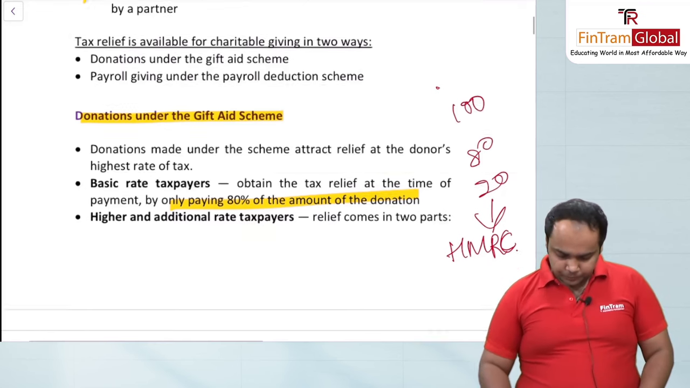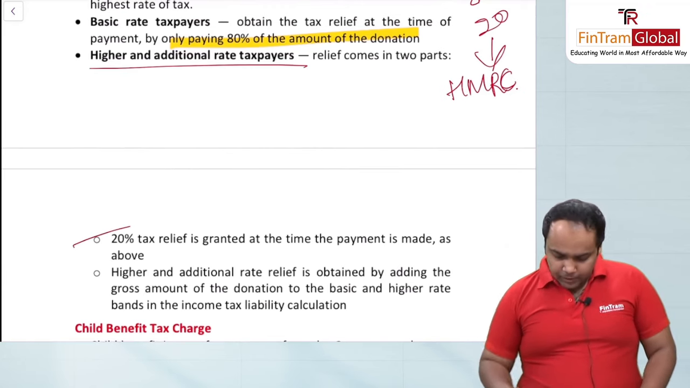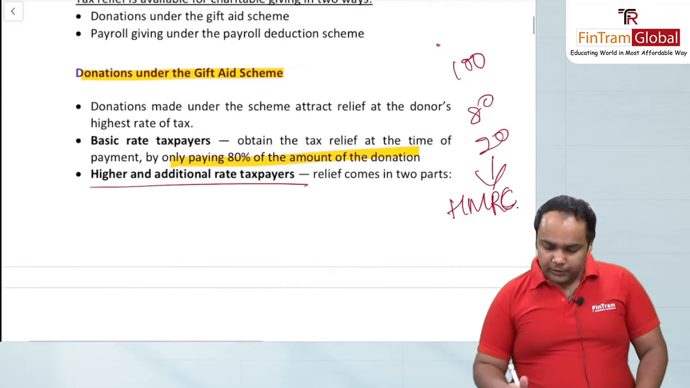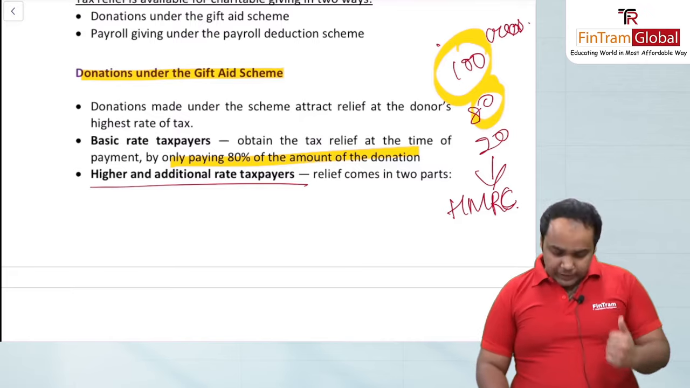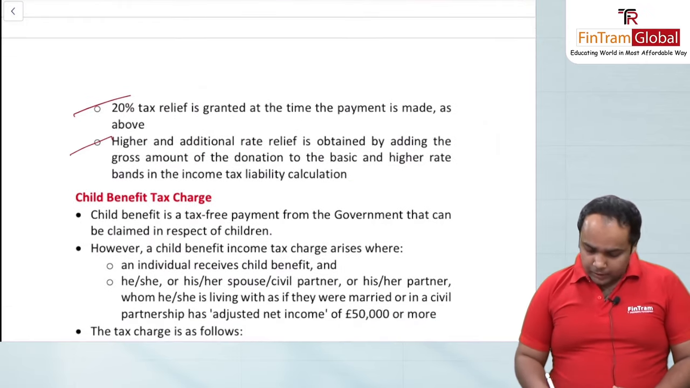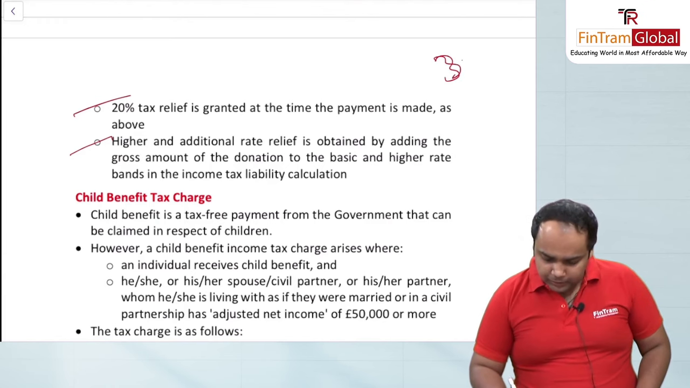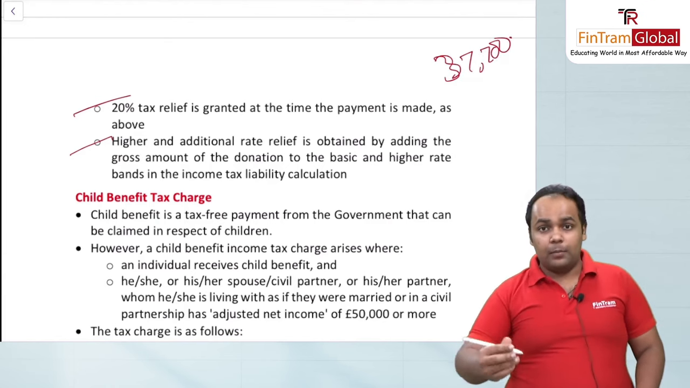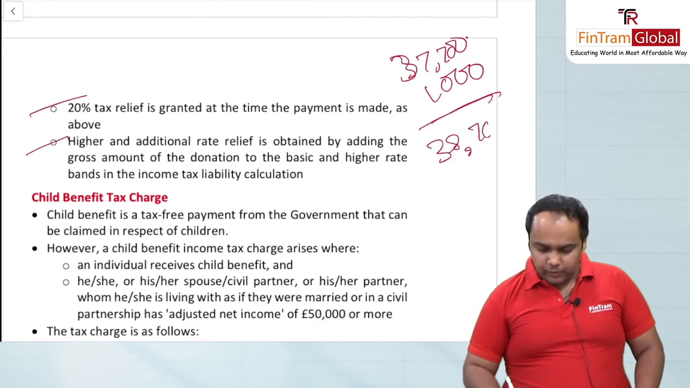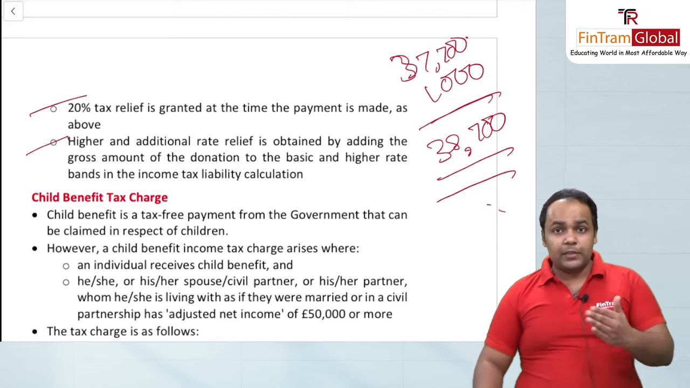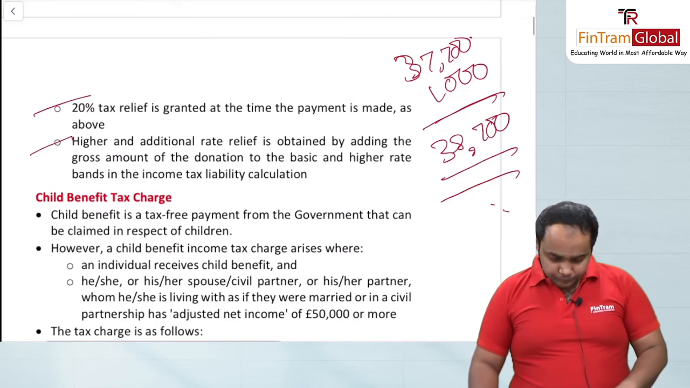Plus, for higher and additional rate taxpayers, you get not only this 20% relief, but whatever the gross amount figure, in this case the 100 is the gross amount, 80 is the net figure, the gross amount is added to the basic and higher rate bands to extend those thresholds. So we know that the basic rate band is 37,700. If the gross amount of payment is, say, 1,000 under the gift aid scheme, this band will be extended to 38,700. So your income tax will reduce proportionately on the basis of the new threshold. It's very important that this is a benefit given by HMRC to encourage charitable giving, and must be remembered.